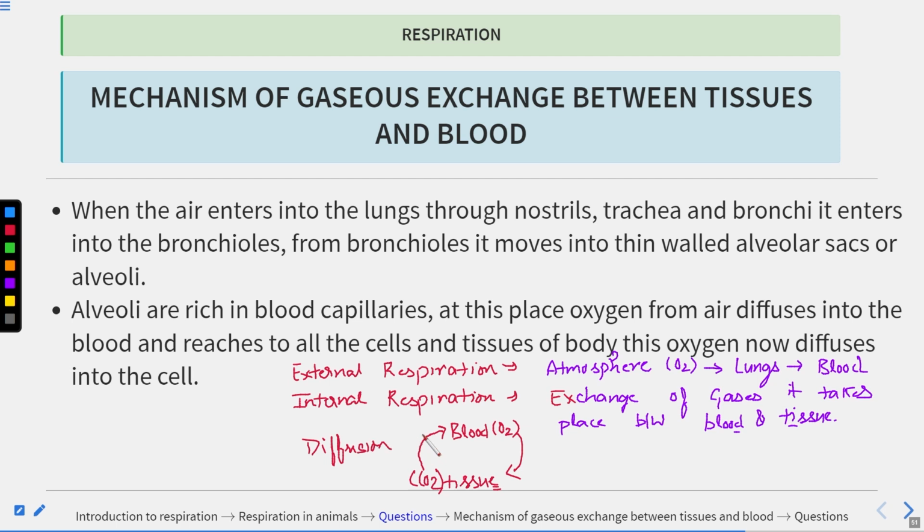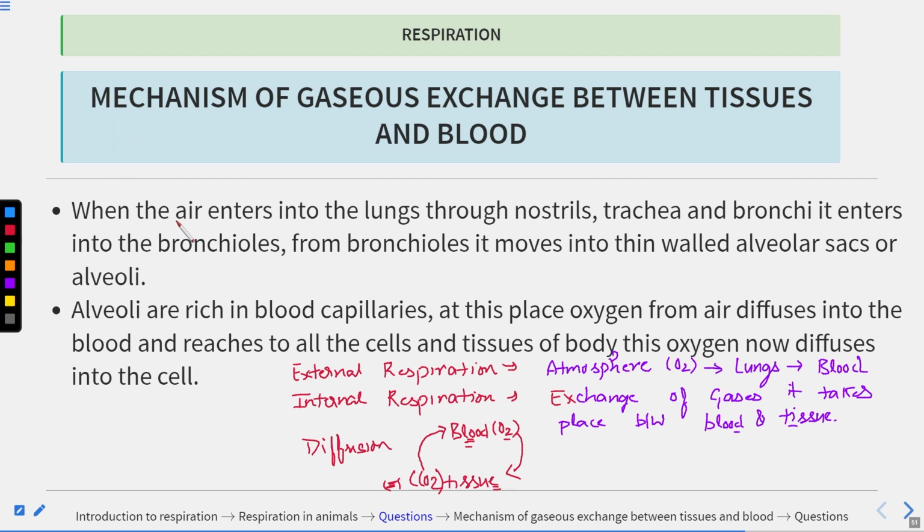The carbon dioxide which is produced due to respiration, within the cell or the tissues, its concentration is more as compared to the surrounding. That's why the carbon dioxide diffuses into the blood, and similarly oxygen also diffuses into the tissues. Clear? So let's start with this lecture.